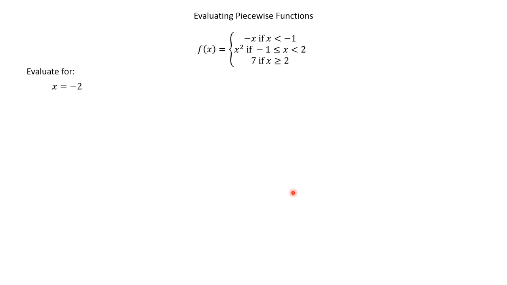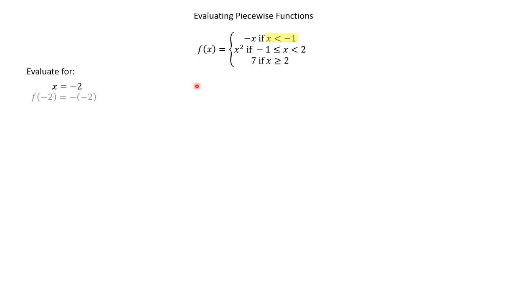So the very first thing we need to look at is which piece do we plug it into. We have to look at the domain. The big mistake here is people like to give me 3 answers. There's only one answer. We look at the domain, negative 2. Where does negative 2 fit? Is it less than negative 1, in between negative 1 and 2, or bigger than 2? Well, negative 2 is less than negative 1, so we plug it in here.